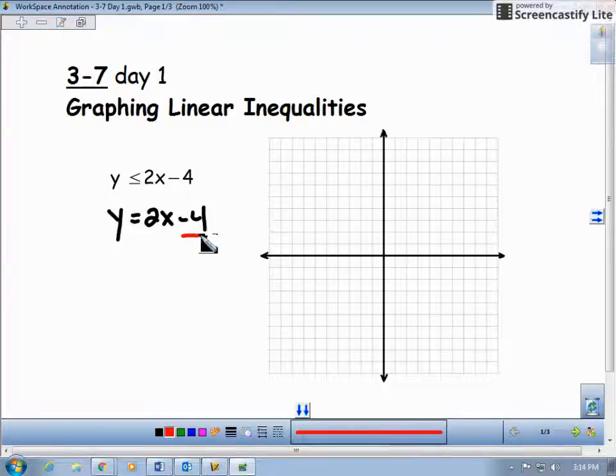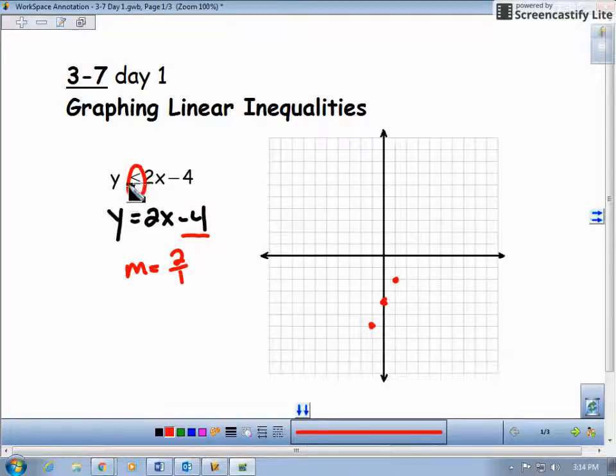So I'm going to start at my y-intercept, -4: 1, 2, 3, 4. Then I know my slope is 2 over 1. So I'm going to go up 2 to the right 1, or I could go down 2 to the left 1. Now, before I draw this line, we need to talk about this inequality.